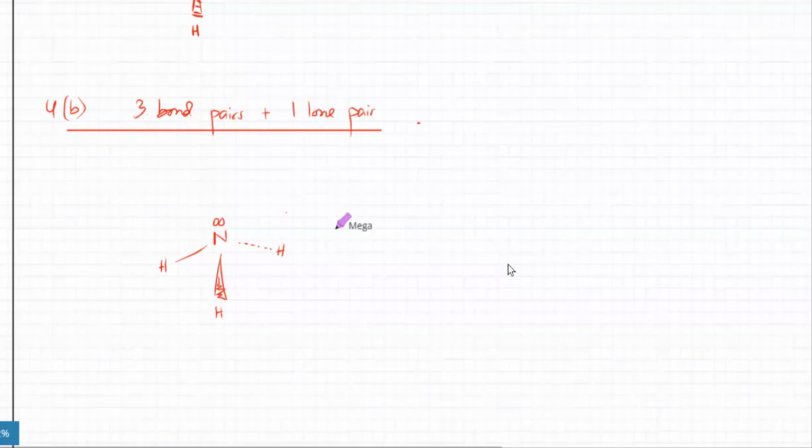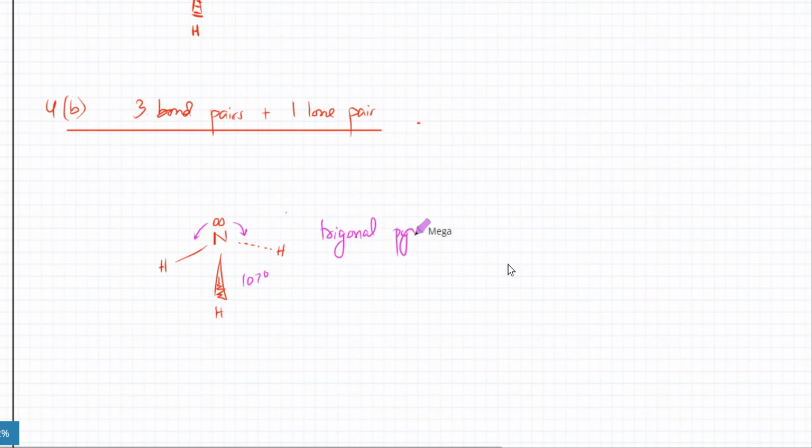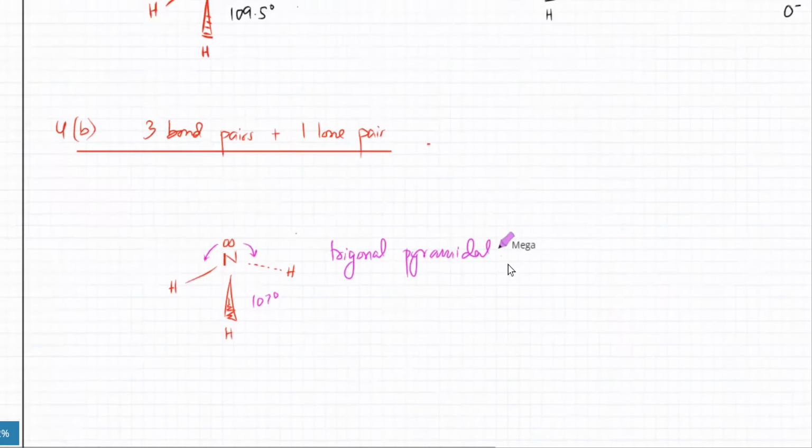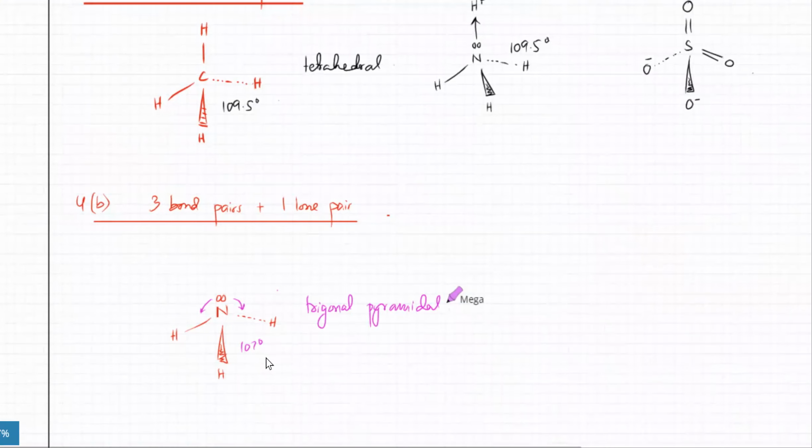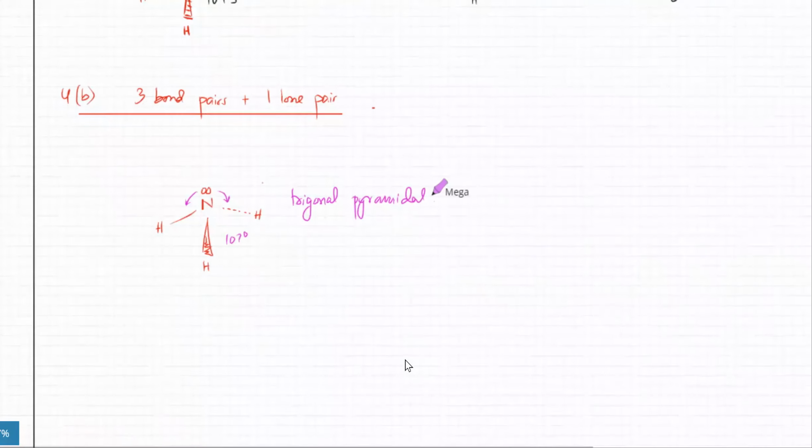And the lone pairs exert a greater repulsion, which is why the other bonds would be closer to each other. So the angle would slightly shrink. It will become 107 degrees. And this would be referred to as a trigonal pyramidal shape. Okay, so remember to count the lone pairs, and the shape is exactly the same, but the angle is slightly smaller. One side is missing, so it's now basically just a pyramid.